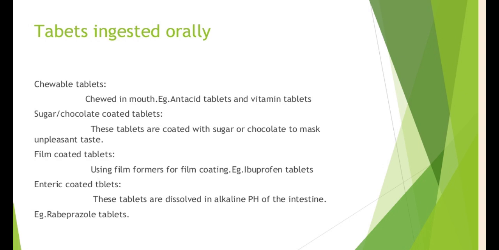Next, delayed release enteric coated tablets. These are compressed tablets coated with enteric polymers such as cellulose acetate phthalate, which do not disintegrate in the stomach but dissolve in the increasing pH in the intestine. This tablet does not dissolve in the stomach in acidic pH, but it is dissolved in the alkaline pH of the intestine. Example, rabeprazole tablet. This is one of the anti-ulcer tablets.